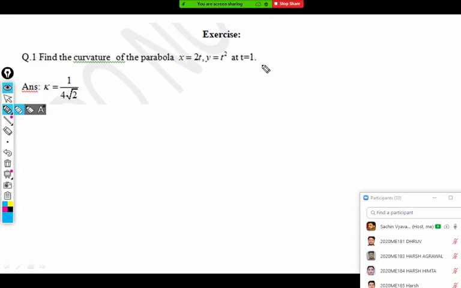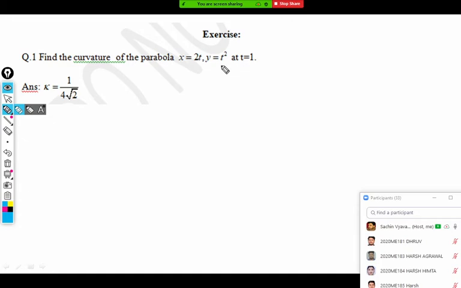So let me find the curvature of this parabola at t equal to 1. Now this question can be done in two ways. One way, yes, we can find a general curvature at any time t, and at the end we replace t with 1. So there are two ways. The choice is yours. You can do it either way. But remember, in this case, curvature depends on a point. The curvature is not a constant. The curvature depends on a point.